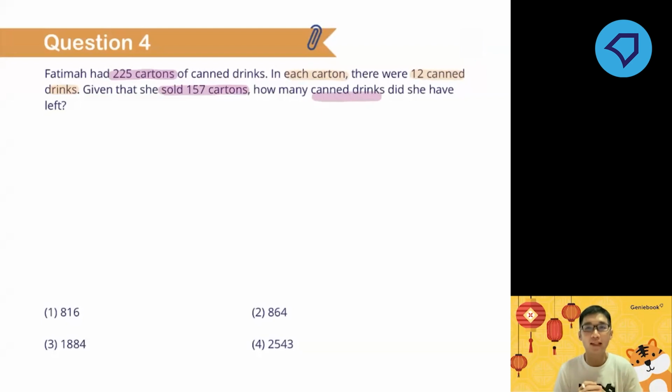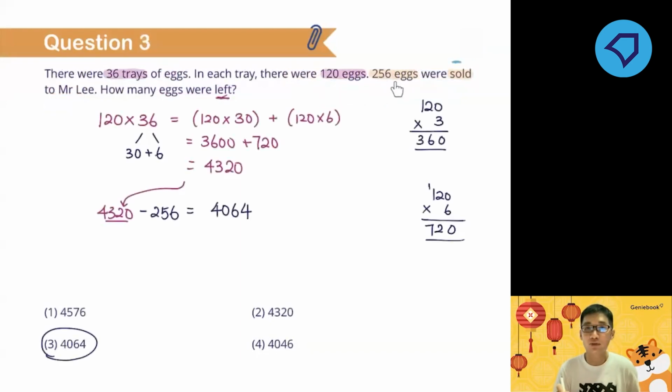I know some of you will probably think, should I take the number of cartons in total, multiply by the number of canned drinks in each carton? Should I do that? Will that make my calculation easier? Because my aim is to find out how many canned drinks she had left, right? And I was told the number of cartons sold, not the number of canned drinks sold, right? Can you see this part here? I was told the number of cartons sold, not the number of canned drinks sold.